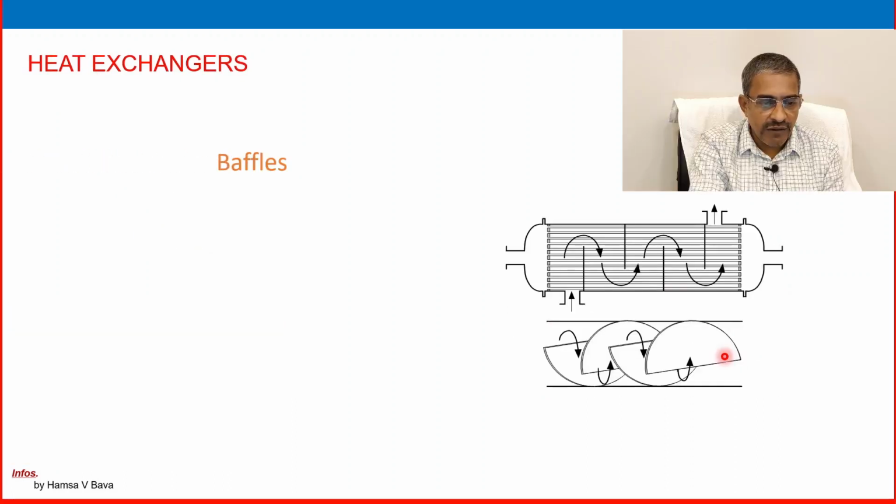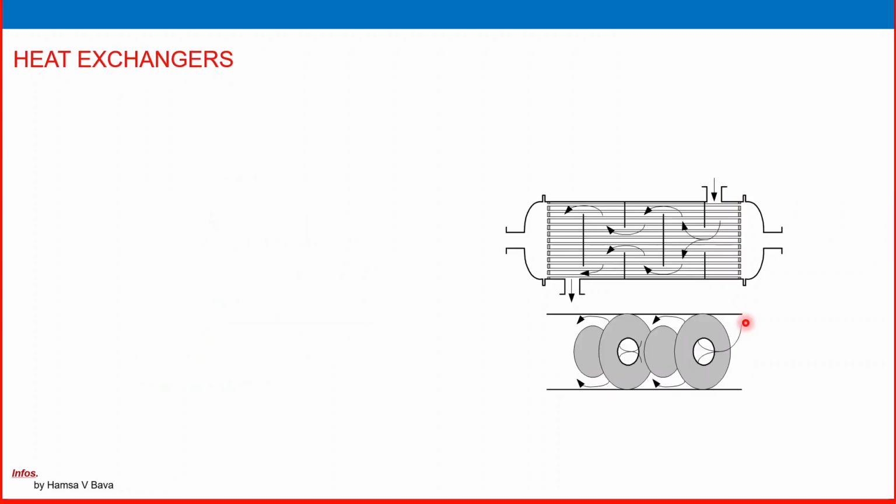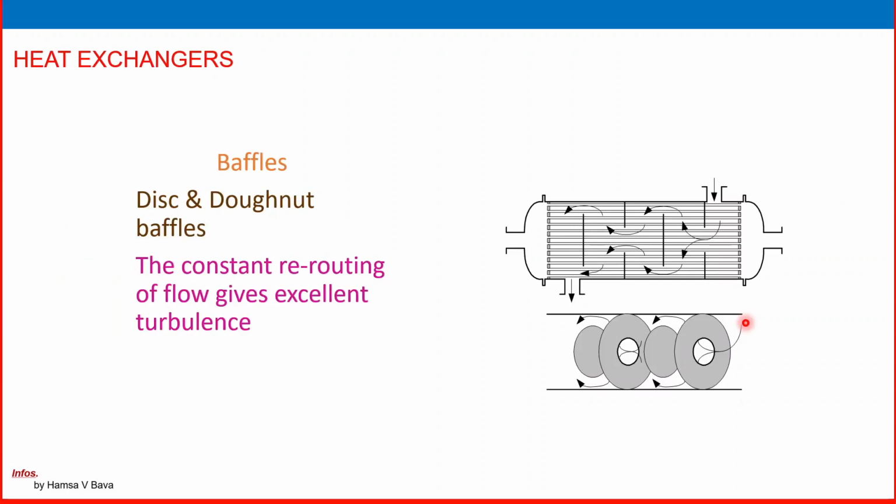And on the shell side we have baffles. Segmental baffles change the shell flow from top to bottom, creating turbulence with the shell medium covering more tube surface area. See, these are the baffles and this is the outside look, segmented baffles. So it will create more turbulent flow inside the heat exchanger and provide better heat transfer. This is donut baffles, disc and donut baffles. The constant rerouting of the flow gives excellent turbulence.